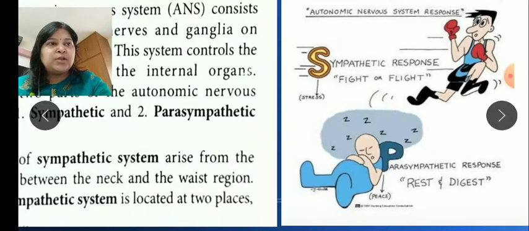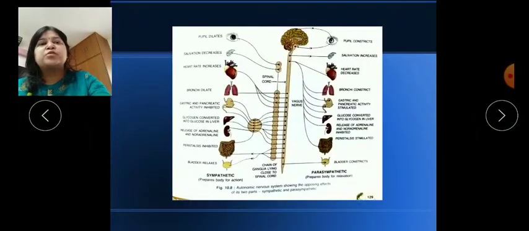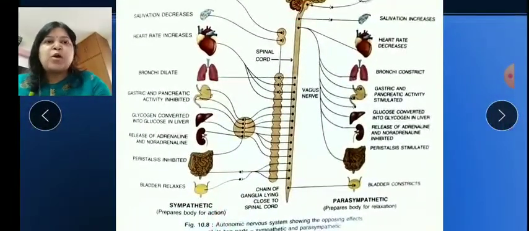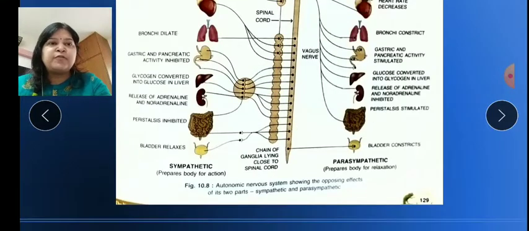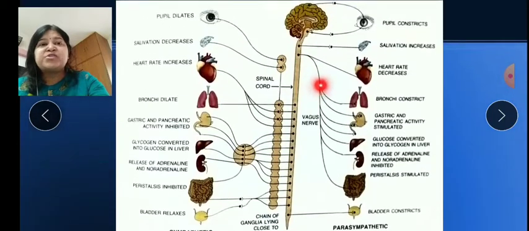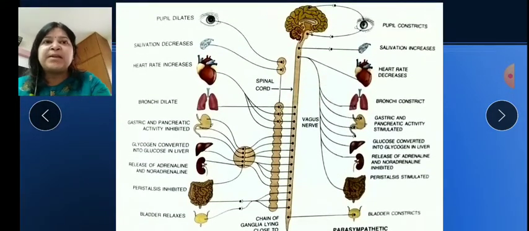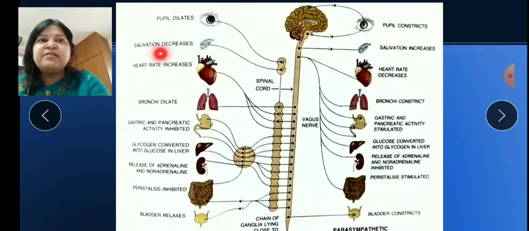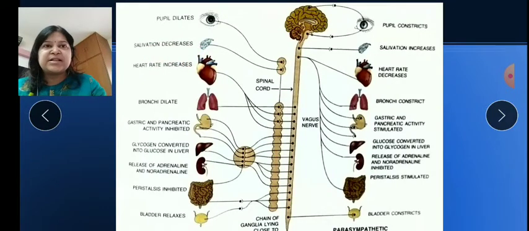In your book, one diagram is also given that I have just explained to you: the autonomic nervous system showing the opposite effects of two parts, sympathetic and parasympathetic. So when we are under stress, what will happen? Our pupil dilates, it expands. Salivation decreases, the secretion of saliva decreases, heartbeat increases, bronchi dilate.